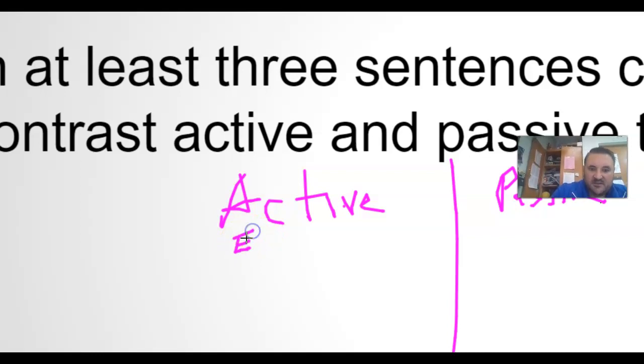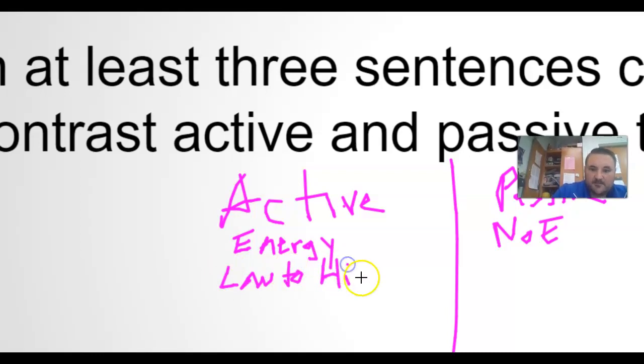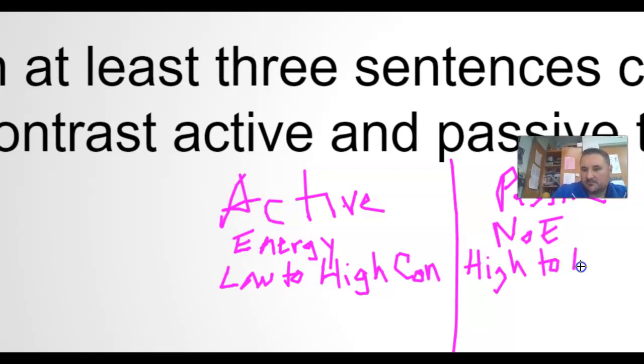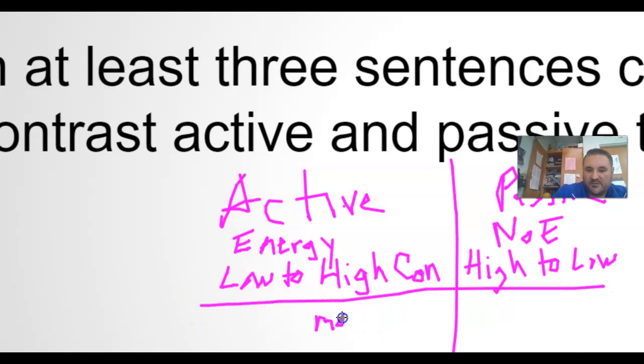Active uses energy. Passive has no energy. Active transport goes low to high concentration. Passive transport goes high to low. Now, how are they both the same? They both move stuff through the membrane.